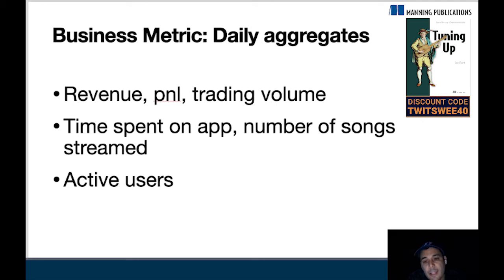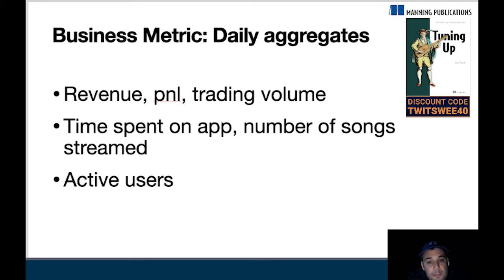Now, daily aggregate metrics might be revenue for a whole day, or P&L. In trading lingo, P&L is comparable to revenue. It stands for profit and loss over a whole day. Or you might look at trading volume. Sometimes traders have obligations where they need to trade a certain amount of volume during the day. So you might want to measure that.